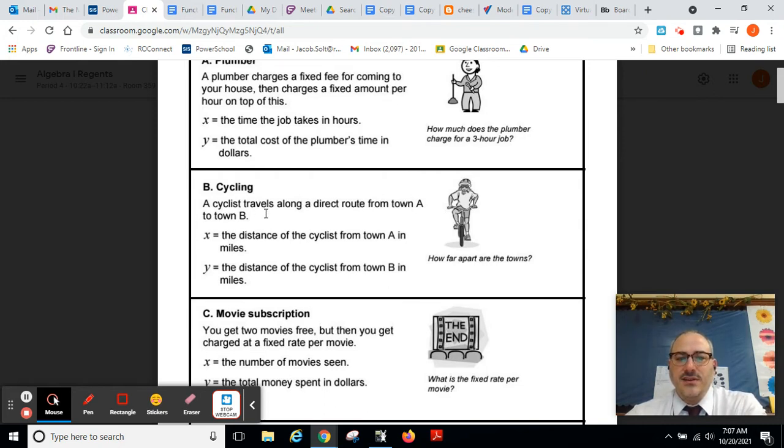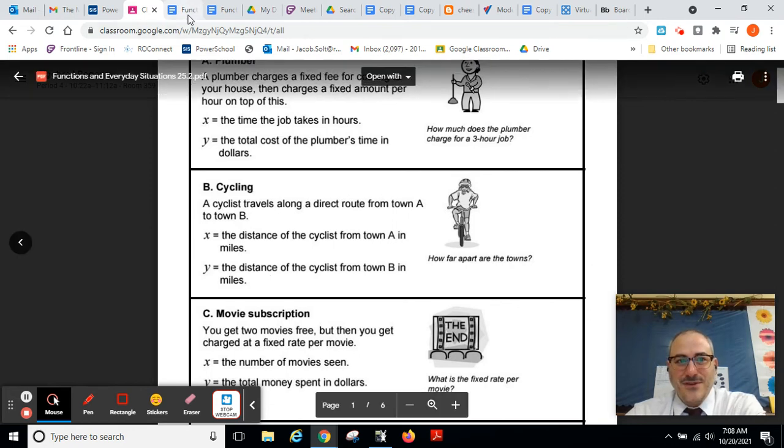A cyclist is traveling along a direct route from town A to town B. Direct means they're traveling in a straight line, right? And the graph is going to be a relationship between how far away they're getting from town A and how close they're getting to town B. So if you think about that, the farther away they get from town A, the closer they're getting to town B. And if it's a direct route, there's going to be a direct relationship. Well, a direct relationship is going to be a straight line. And what function family has straight lines?